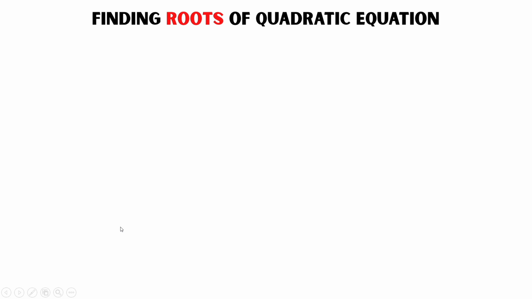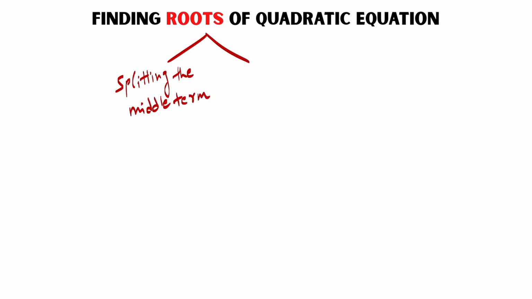Now, how can you find the roots of the quadratic equation? Let us look how. To find the roots of the quadratic equation, we have two methods. The first one is splitting the middle term, and the second method is the quadratic formula method. We shall see one by one. First, let us take a quadratic equation: x squared plus 5x plus 6 is equal to 0.